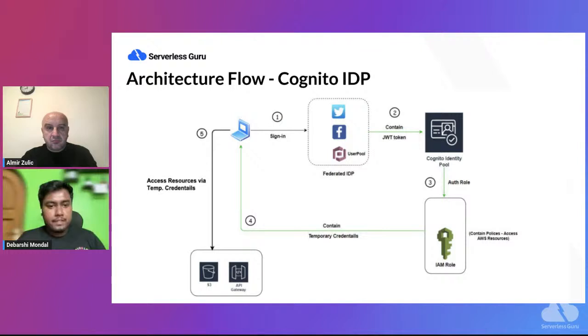This is the architecture flow we have designed for Cognito Identity Pool. Let's go through the flow and how it looks. Let's assume a user visits your application and proceeds with any of the federated identity providers. As mentioned, for now we have Twitter, Google, Facebook, or user pool that you can configure with Cognito Identity Pool. I guess there are some more identity providers, but let's go with Twitter, Facebook, and user pool.